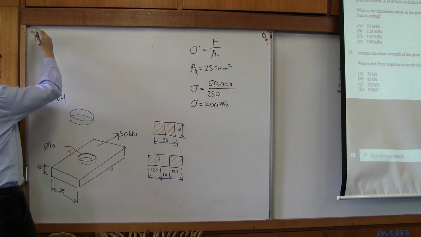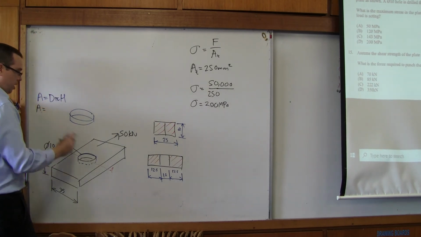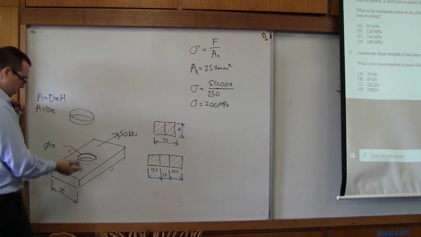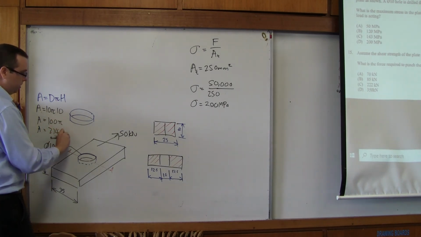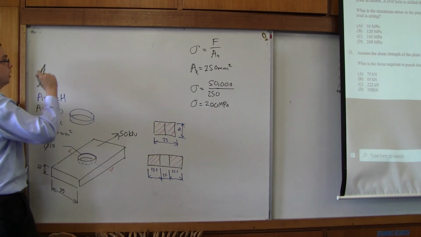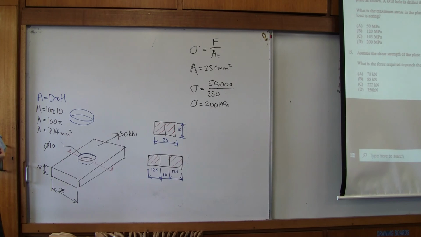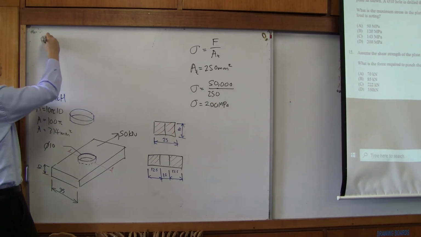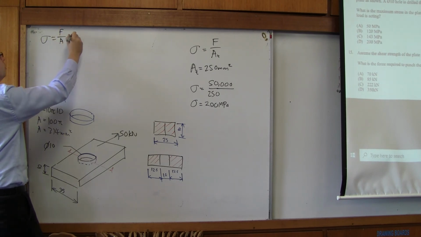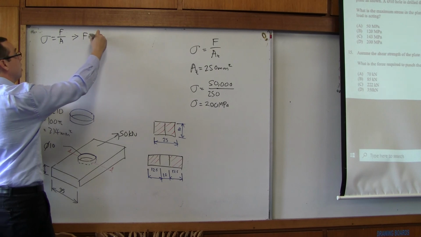Okay, we can calculate that. I'll calculate it here. Diameter is 10, height is 10, so it's going to be equal to 100 pi. Area is going to equal 314 millimeters squared, because I know pi to that level of accuracy. What is our force? The shear strength of the plate in question 14 is 220, so they've given us that. They've told us they want to find the force. So stress equals force over area, we know that. So if we want to find force, therefore force equals area times stress.